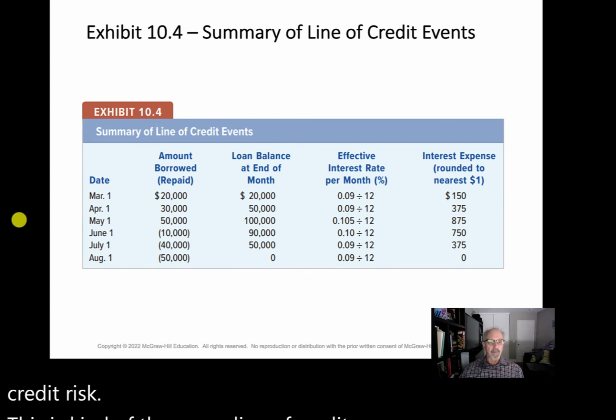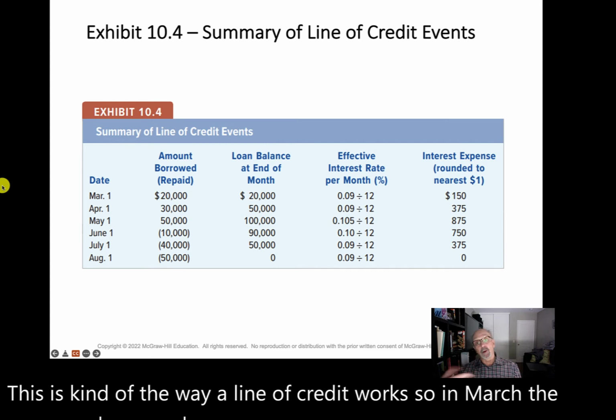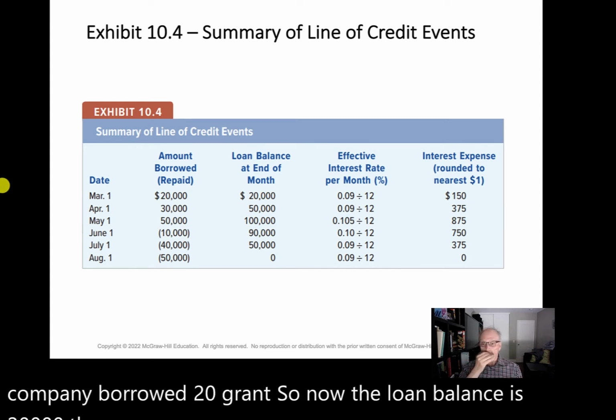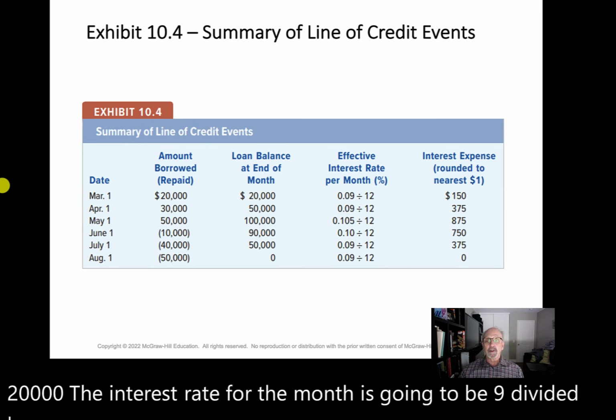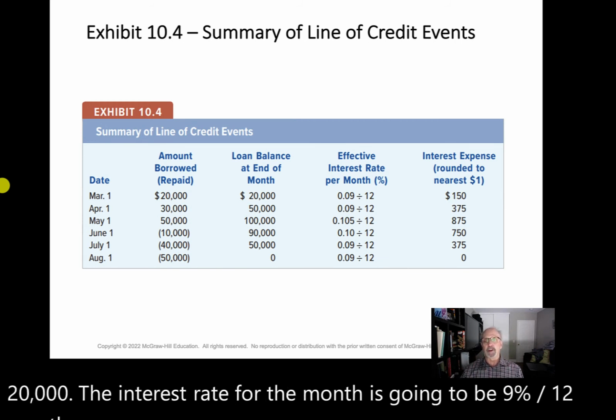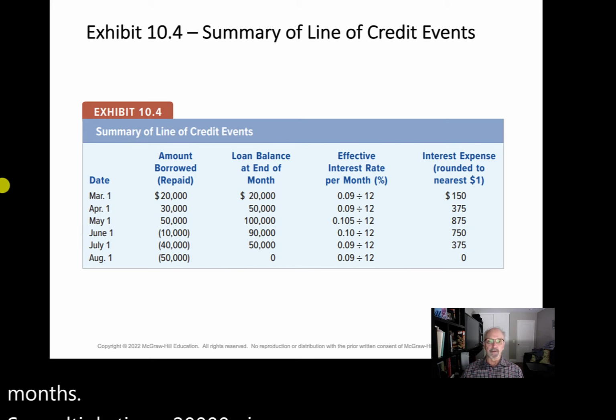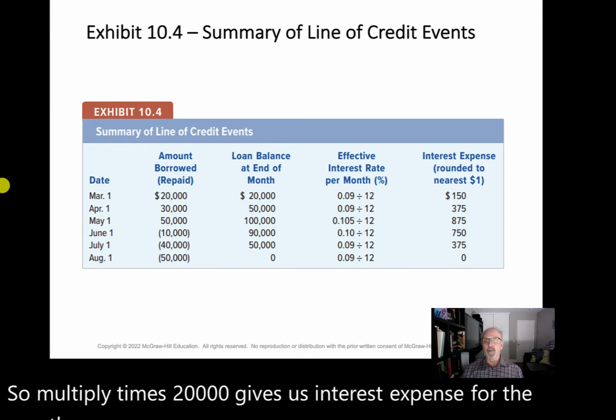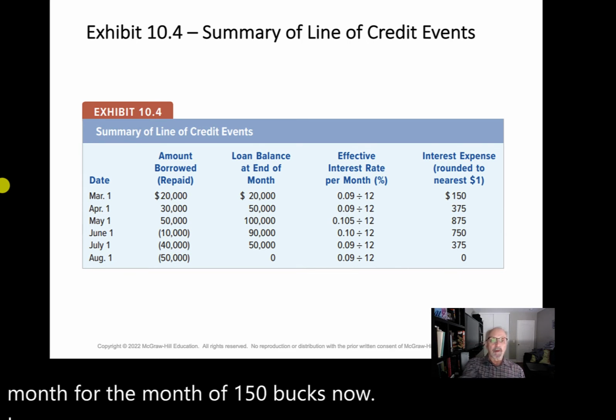So in March, the company borrowed 20 grand. So now the loan balance is 20,000. The interest rate for the month is going to be 9% divided by 12 months. So multiplied times 20,000 gives us interest expense for the month of $150. Now in May, they're borrowing 50, so now the balance is $100,000.